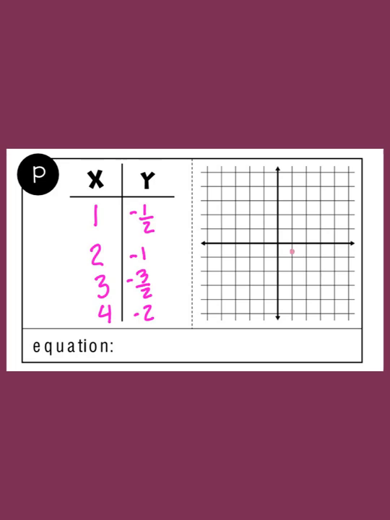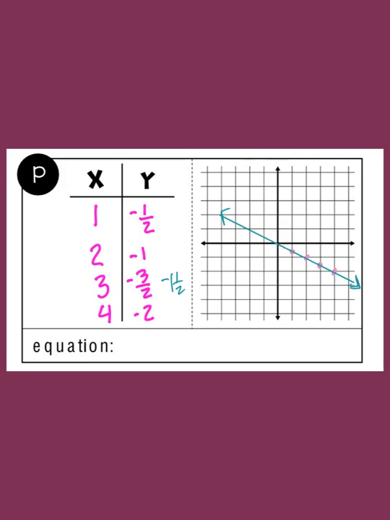Then 2, negative 1, so I would go over 2, down 1. 3, negative 3/2. In case you're wondering, that would be negative 1 and 1/2. So I'm going to go 3 and negative 1.5. And then 4, negative 2. So I went ahead and got a ruler and I lined it through those dots and made a line. And I noticed that it does go through the origin.